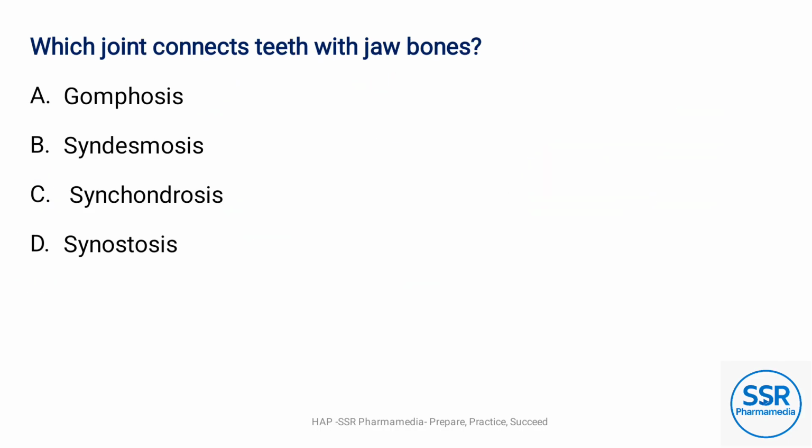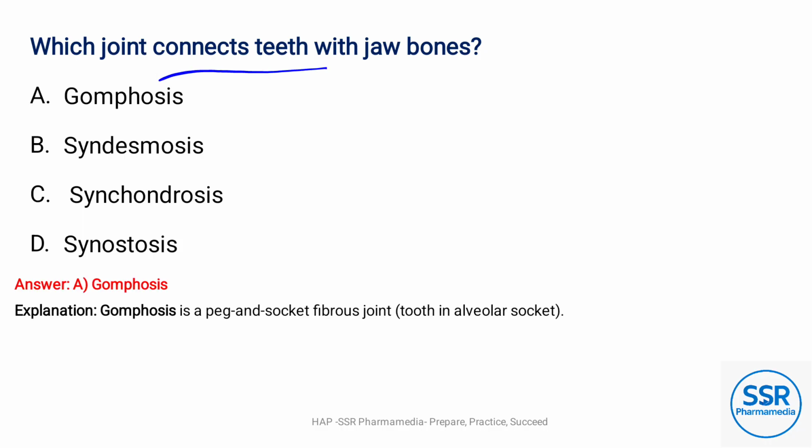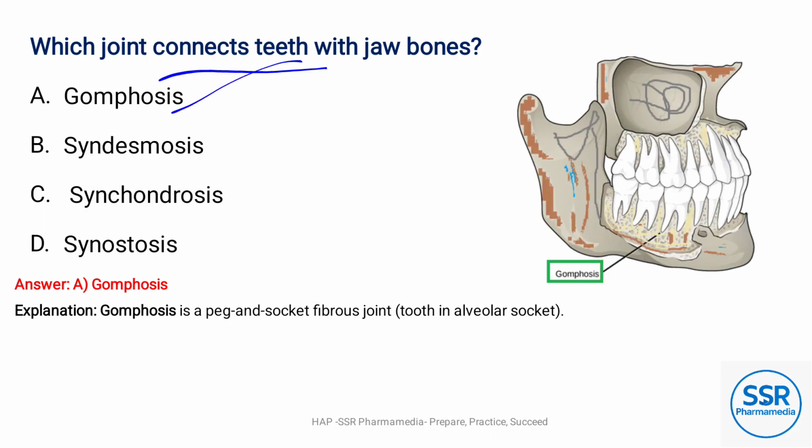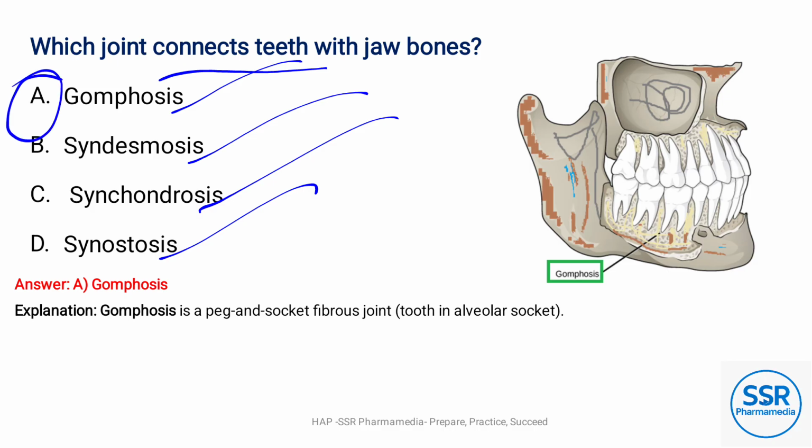Next question: which joint connects teeth with jaw bones? Option A, gomphosis. Option B, syndesmosis. Option C, synchondrosis. Option D, synostosis. So the answer is gomphosis. Gomphosis is a peg and socket fibrous joint. Between the teeth there are gums, and the connection between teeth and jaw is called gomphosis.